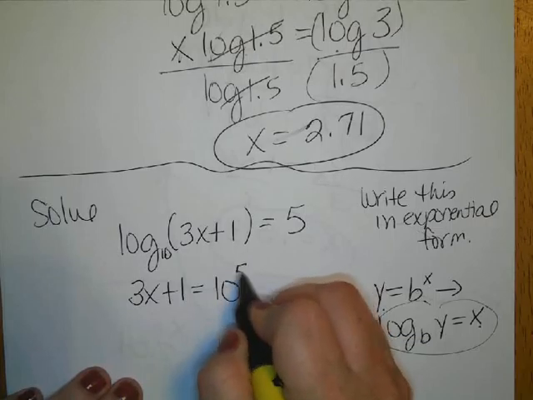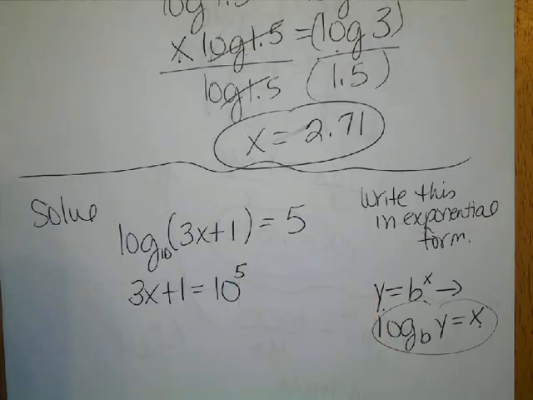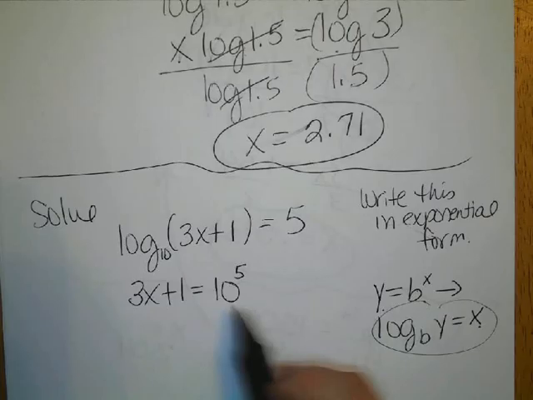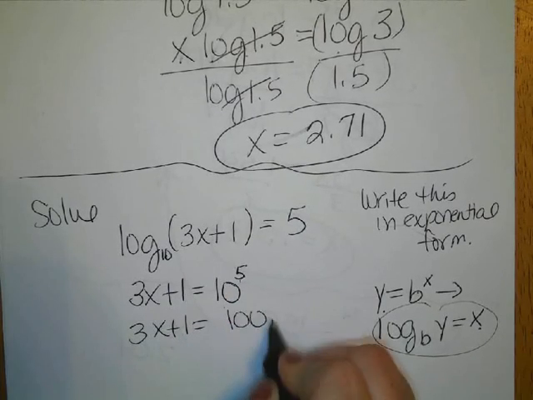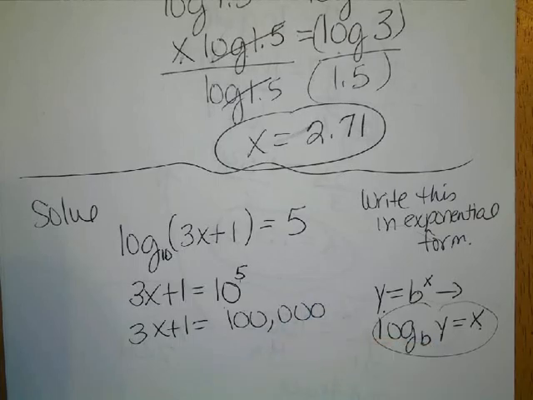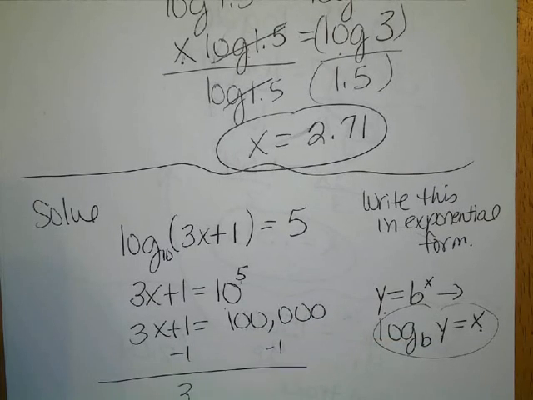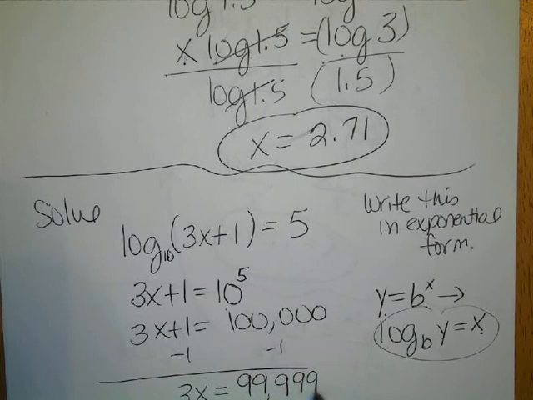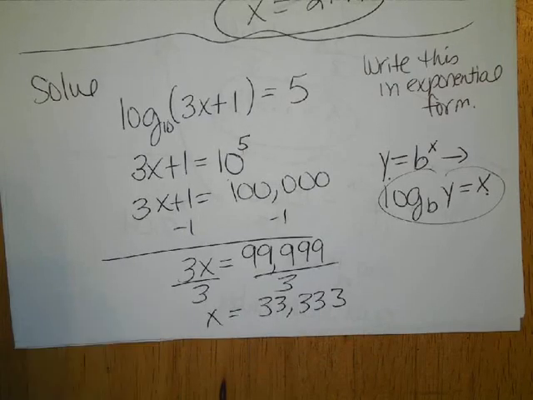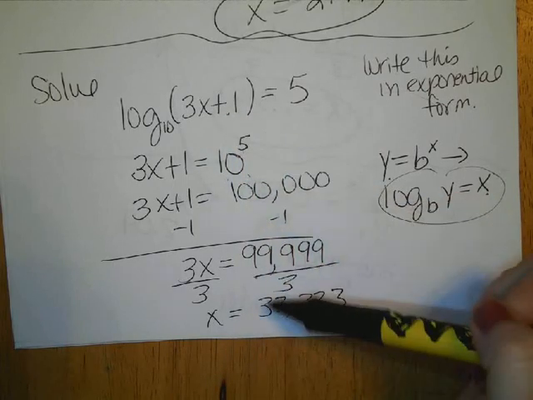Now, you can put this in your calculator. 10 to the 5th is going to be 100,000 minus 1 is 99,999 divided by 3 is 33,333. Sorry. Once I get rid of the logs, this is an easy Algebra 1 problem. But it is converting it from logarithmic form to exponential form.